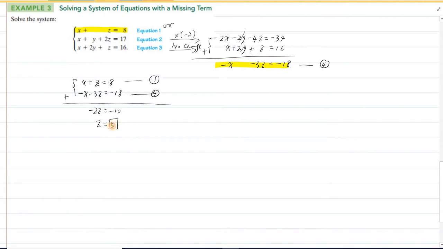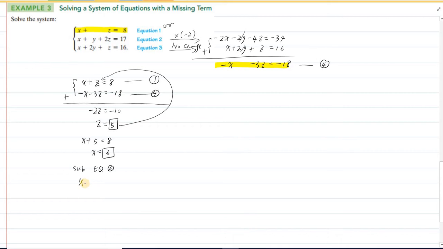So once we find this, you can bring this back here, and then I can find that x plus 5 equals 8. X is just going to be 3. Okay, now we have our x and z, so we're just going to sub this back to equation 2, then we can find our y.